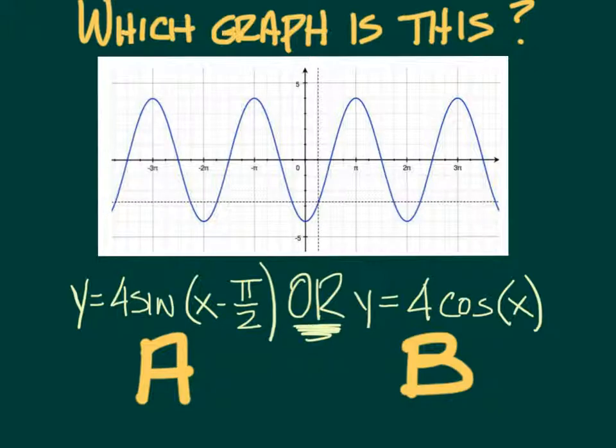Before I reveal the answer, remember the graph of sine usually starts at what point? 0, 0. It usually starts at 0, 0 and then goes up and then back down and so on. And cosine generally starts where? It usually starts at 1 and then comes down and then back up.